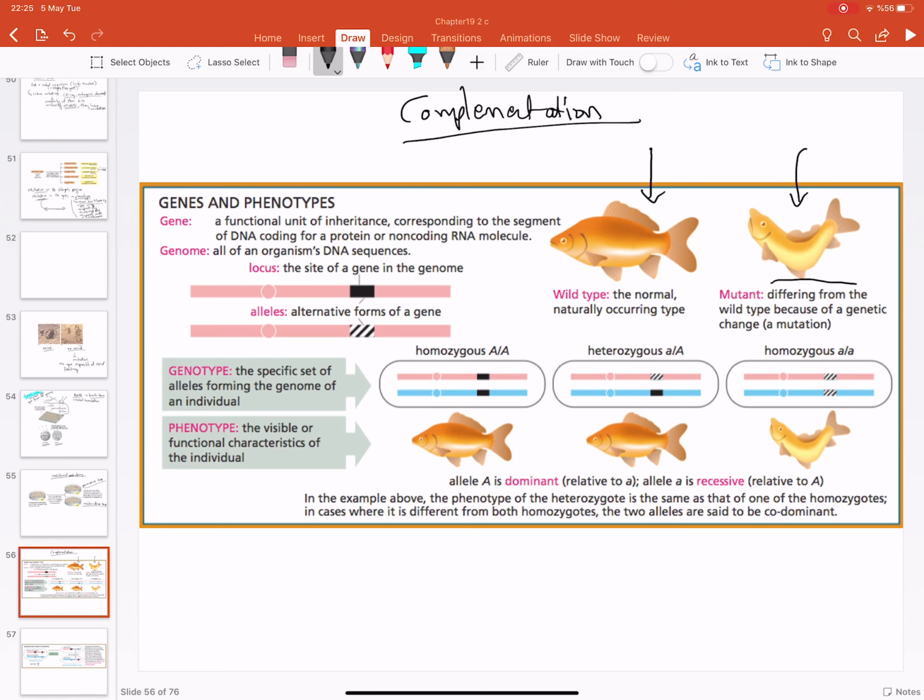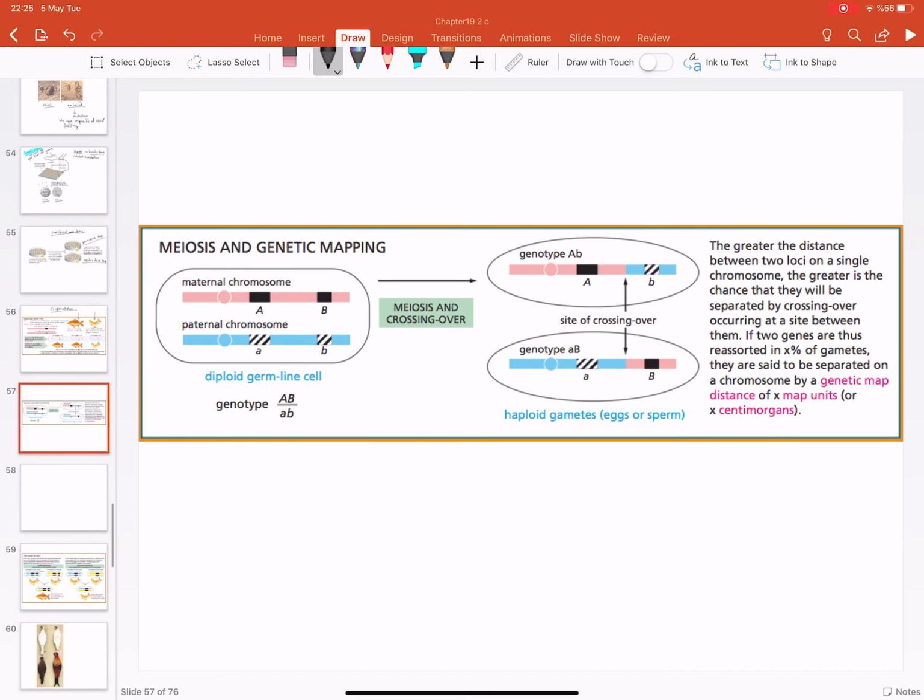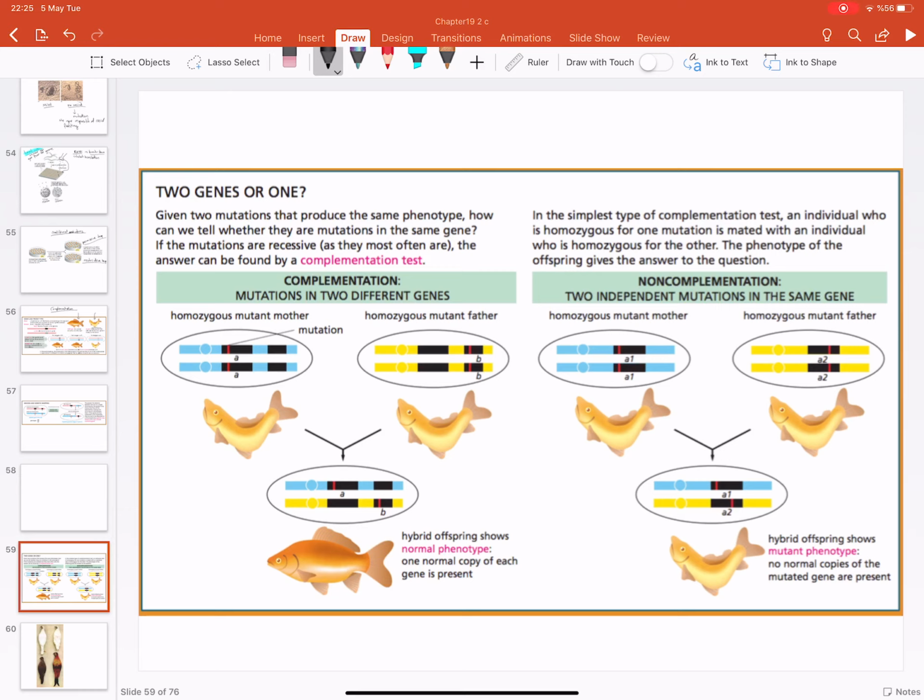What you do is keep the fish you have got from the sea and the one your neighbor got, and mate the two. When they have children, if the children look normal, it means that these two fish are complementing each other. It's because the fish you got is strange because it has a mutation in gene A, and the fish that your neighbor got is strange because it has a mutation in gene B. And these two are different genes.